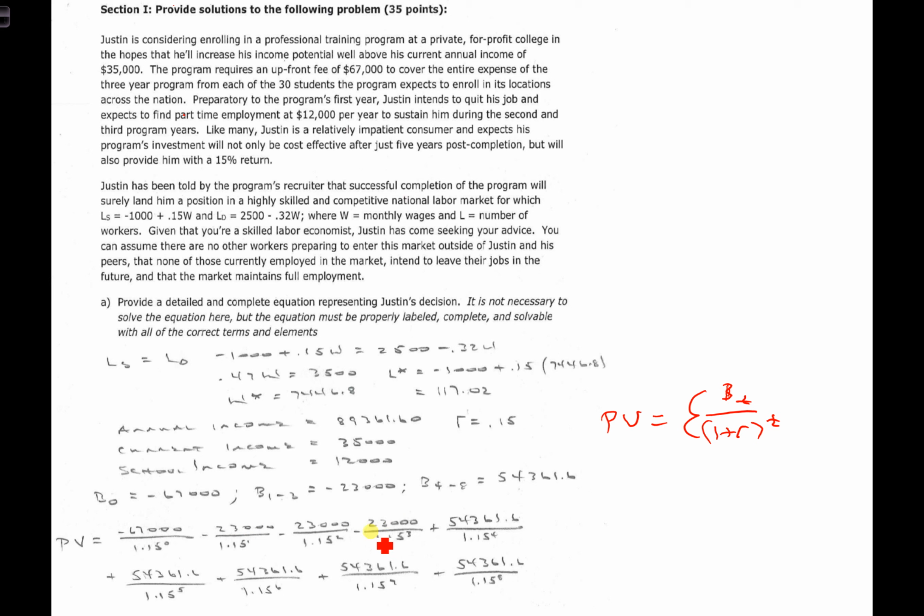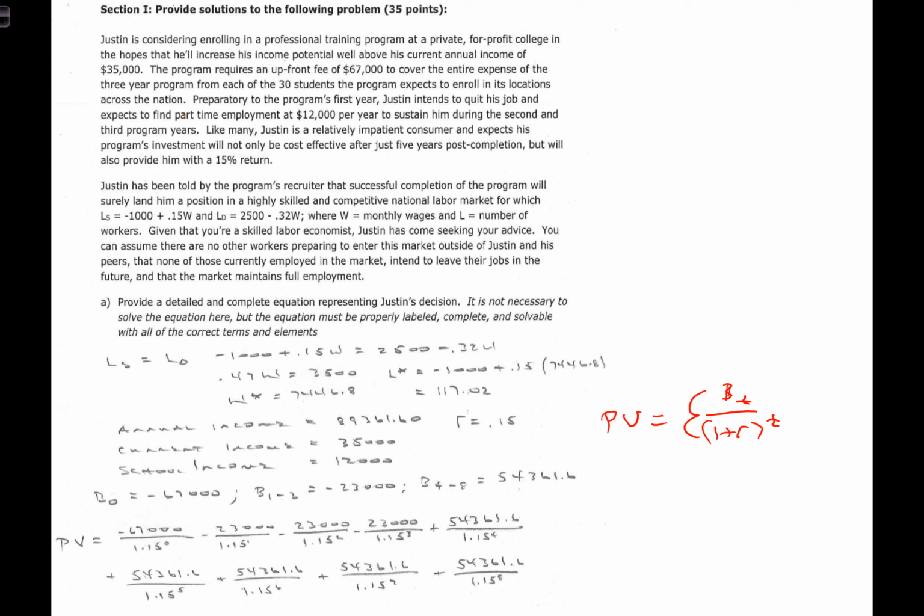Now, some of you chose a negative $35,000 value for period 1. Here's where these values come from. I supposed that Justin had been making $35,000, and was now going to make $12,000 a year during this education experience. The difference then is that he's giving up $23,000 of income that he could have otherwise been making.